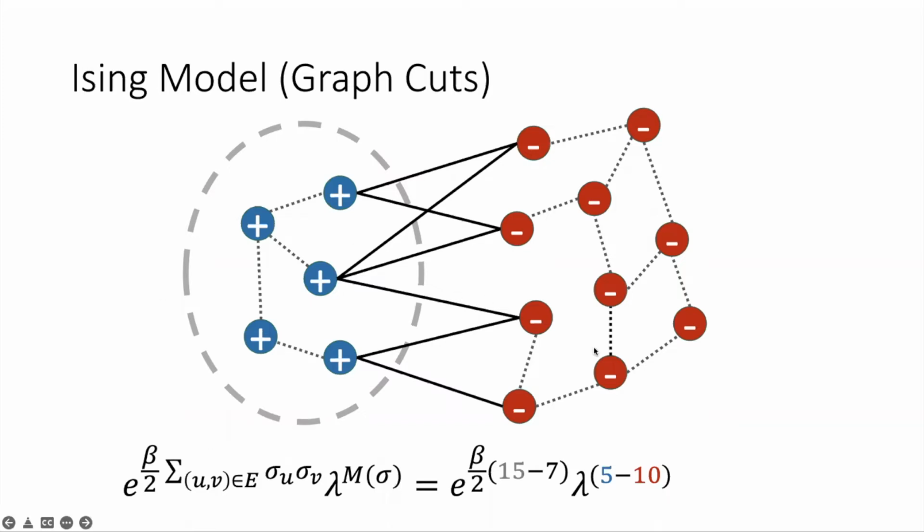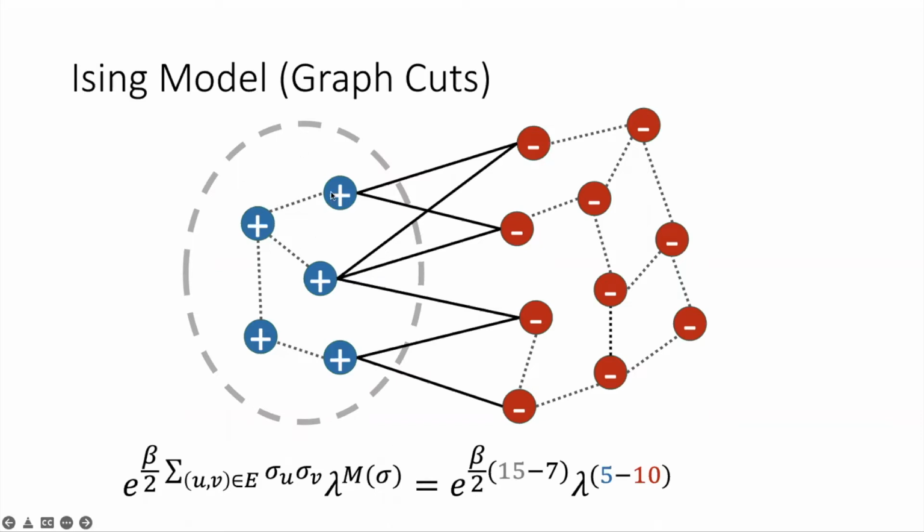So let's go ahead and see what we would get here. You'll notice that there are 15 dashed lines. Those are the edges which are on one side of the cut. There are 7 edges which cross the cut. So we're going to get e to the beta over 2 times 15 minus 7, 8.